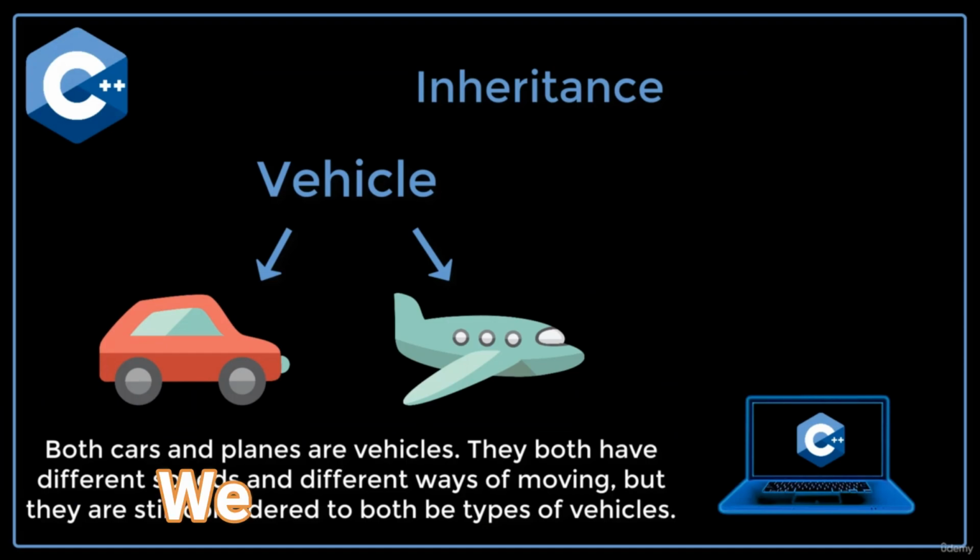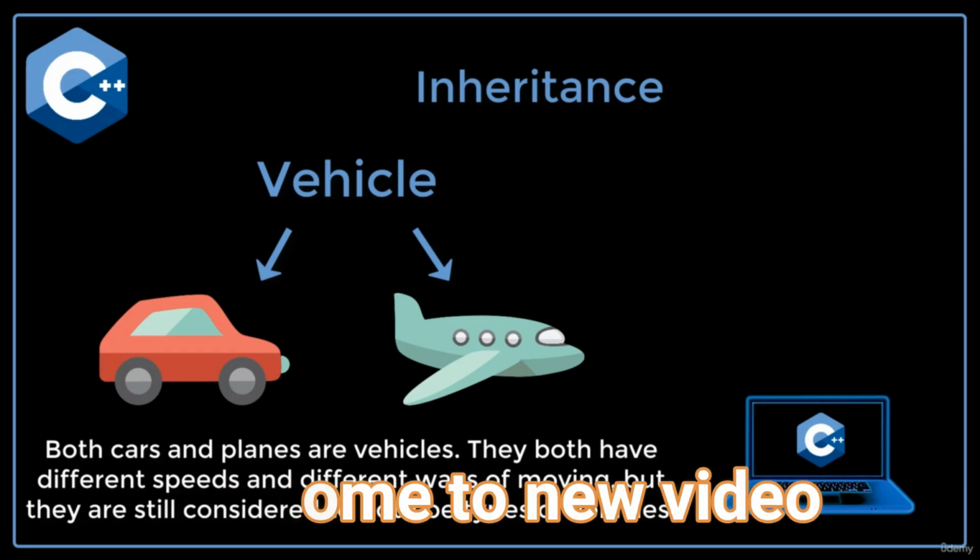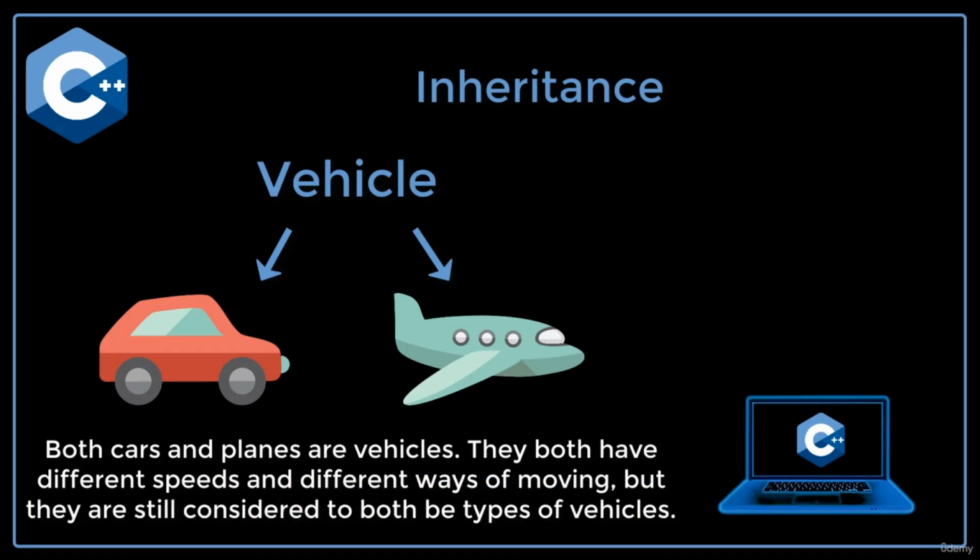In this video, we will learn about inheritance in C++. Before we jump into what the concept of inheritance means in code, let's understand it with an example first. Inheritance is when one object is a type of another object.